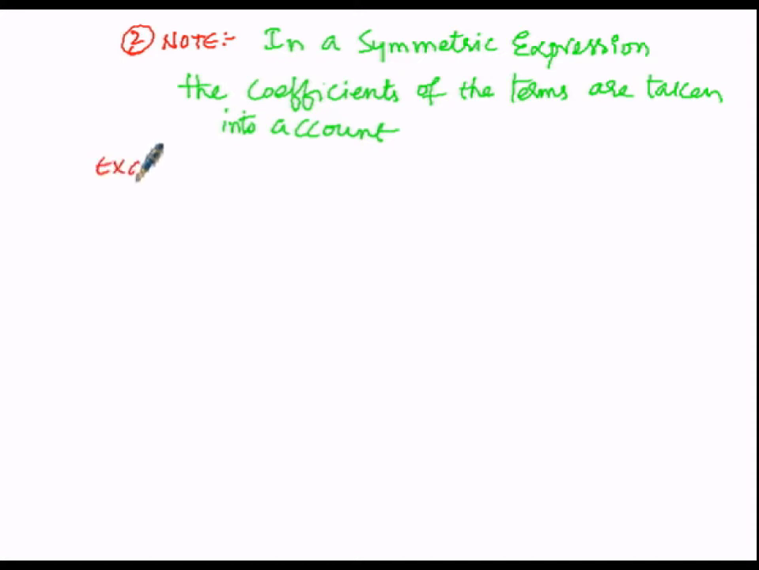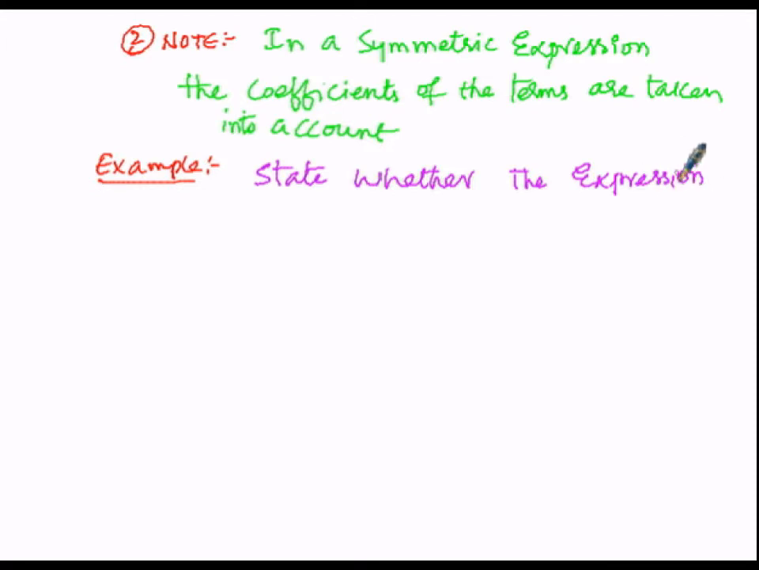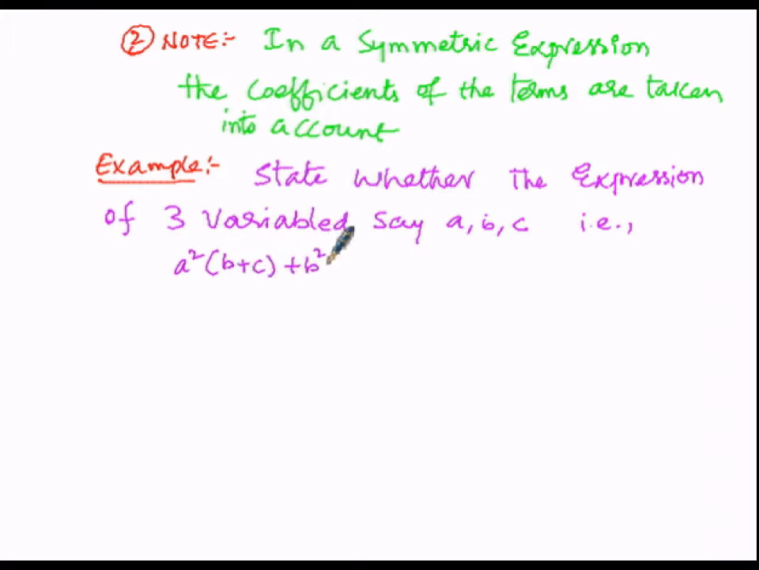So, let us perform one illustration, that is, an example under this. State whether the expression of three variables, say a, b, c, that is a square into b plus c plus b square into c plus a plus c square into a plus b, is symmetric or not.